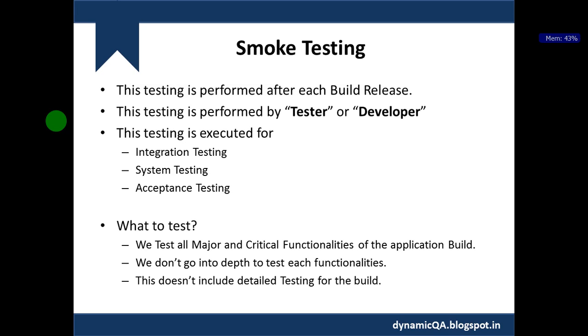Why is it called smoke testing? Because whenever a build is placed, we just see if any smoke is coming out after running the build. We are not going in depth for each functionality; we just see that all major and critical cases are working. Which cases do we select? We select integration cases, system testing cases, and acceptance testing cases. And again, we are not doing detailed testing, just verifying the major functionalities from the top level.